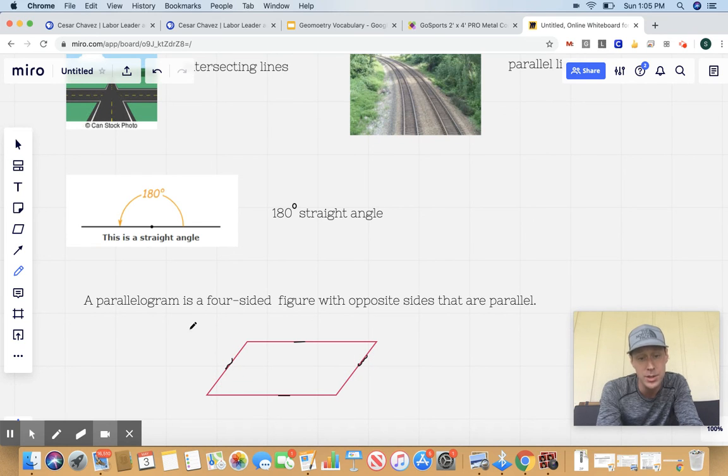And follow the directions. If they ask for a 90-degree angle, provide that. If they ask for acute angles, provide that in your drawing.